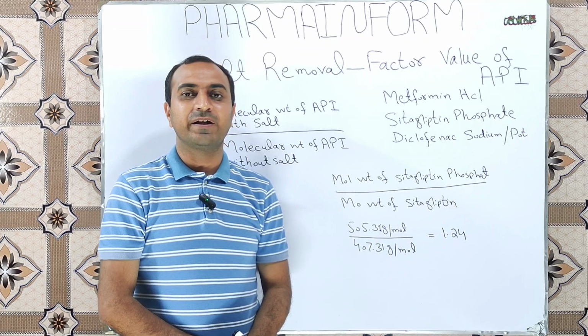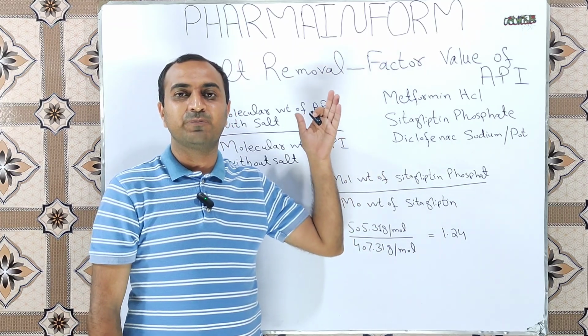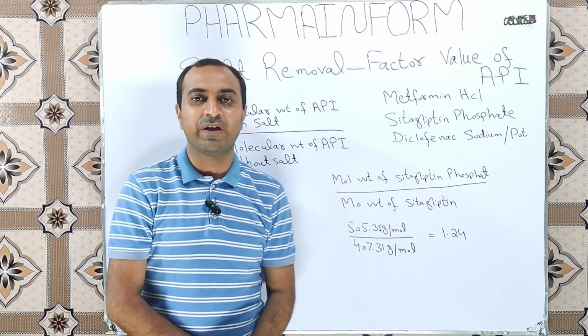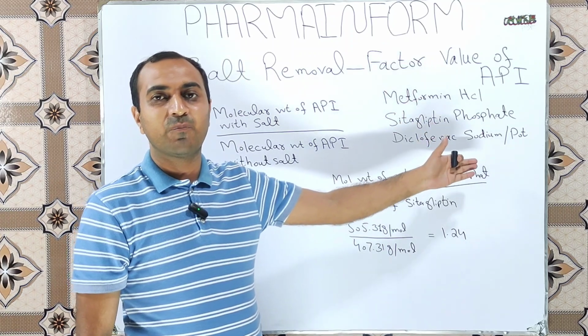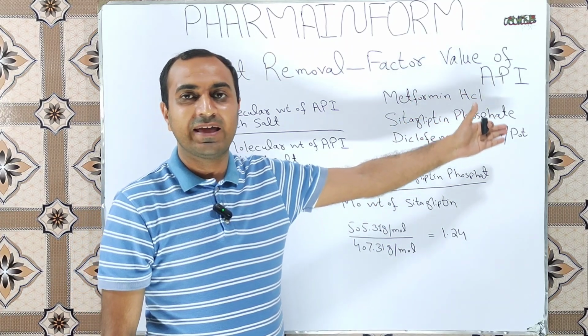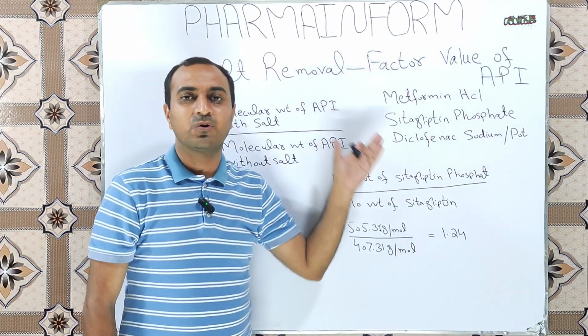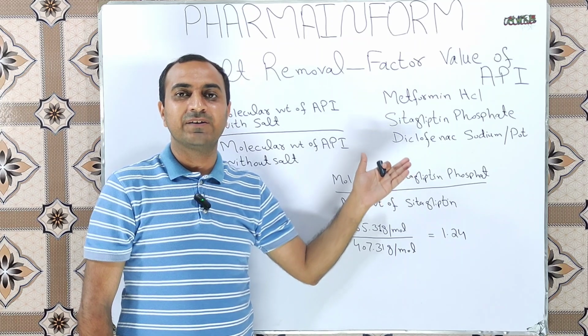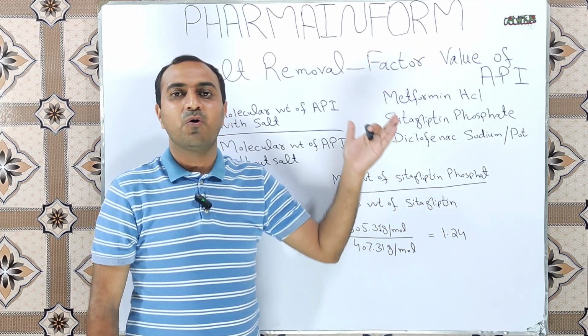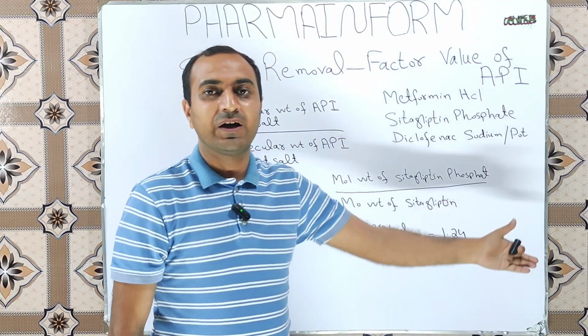How will we know whether our dosage form is producing its pharmacological effect from the metformin or from the metformin HCl, or whether the pharmacological effect is produced by the sitagliptin only or by the sitagliptin phosphate?